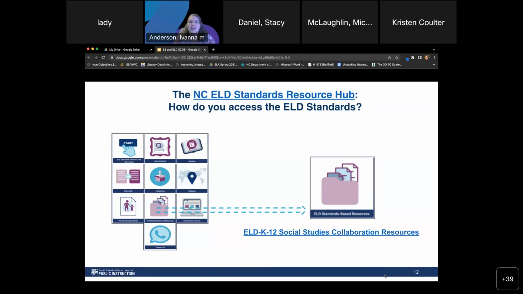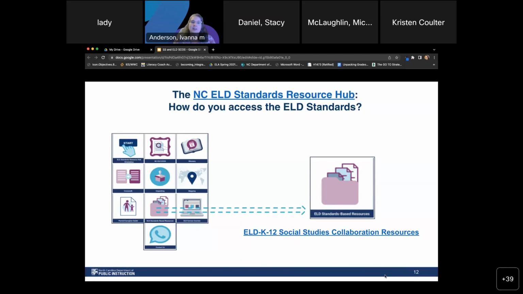So we have an entire hub for the ELD standards. On the left, you see the tiles from our hub in our Canvas platform. But today we're really going to focus on the ELD standards based resources, because what we have done there is we have added a section specifically for social studies, collaboration, and resources.